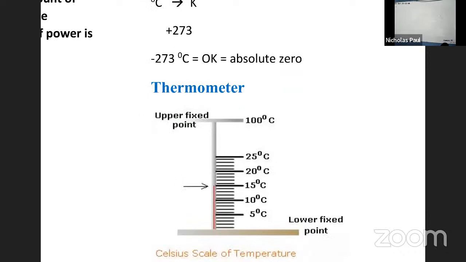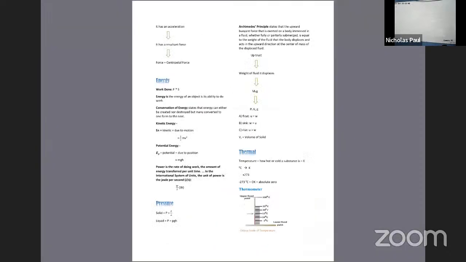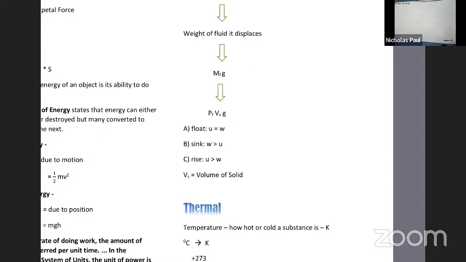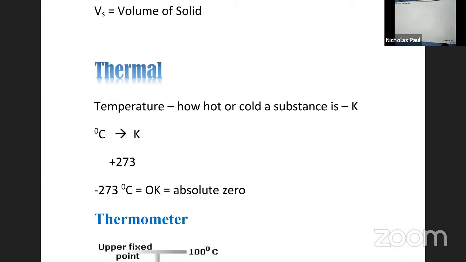All right? There's something called absolute zero. Absolute zero is zero Kelvin, or minus 273 degrees Celsius. Right? Sometimes they ask us to show where that adding 273 came from, right?